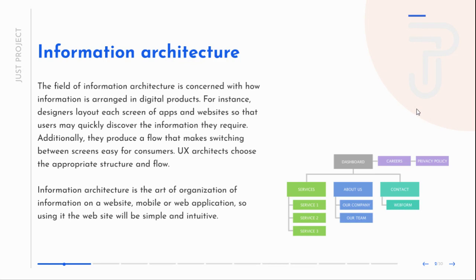The field of information architecture is concerned with how information is arranged in a digital product. When we talk about information architecture, it's the structuring and organization of information. For example, when you click on the Jumia website, on the homepage, you will see the homepage, about us, product, services, a lot of things. From there, when you click on the homepage, it will take you to another step, like the categories, like how the information is well arranged. On the right-hand side of my screen, you can see how the information is arranged, like the dashboard. When you click on the dashboard, it's going to link you.